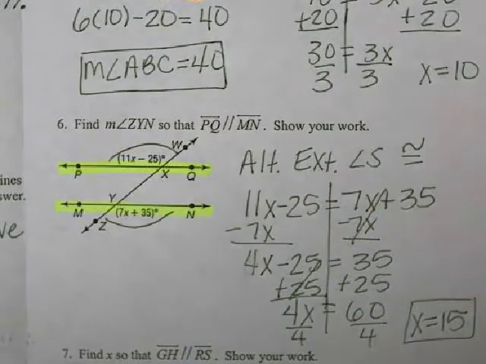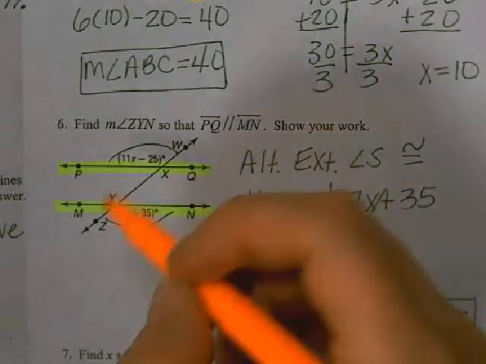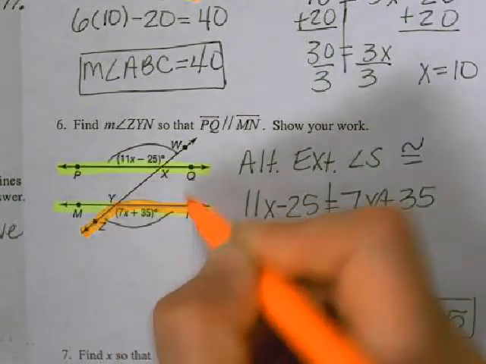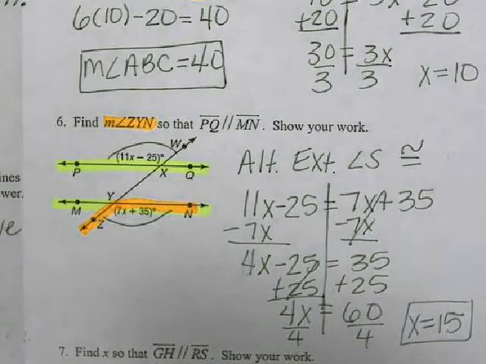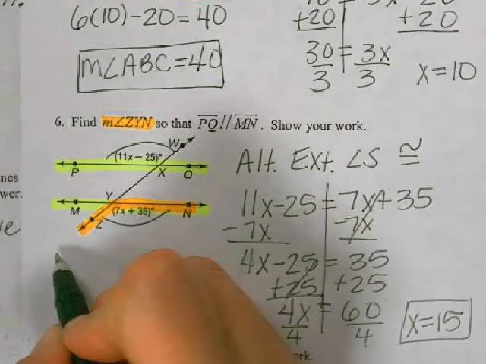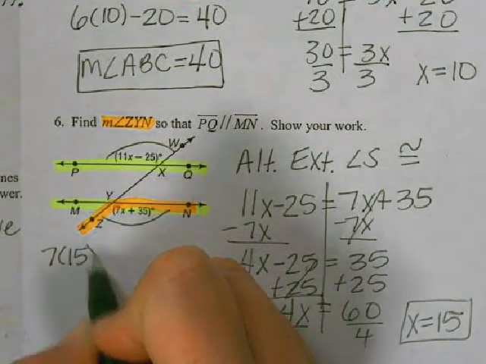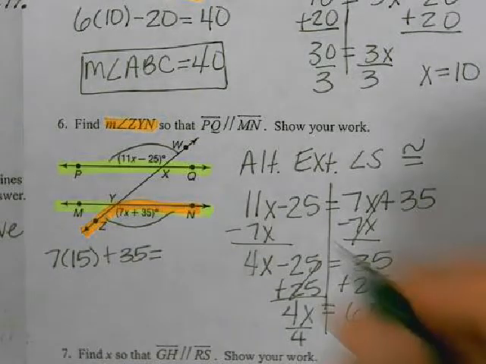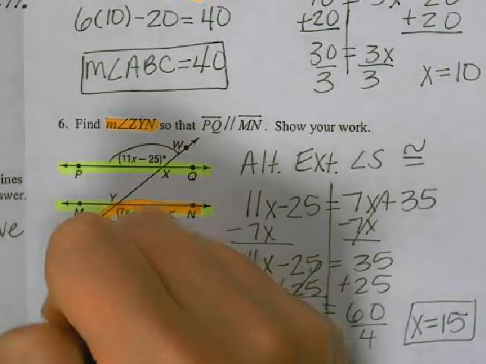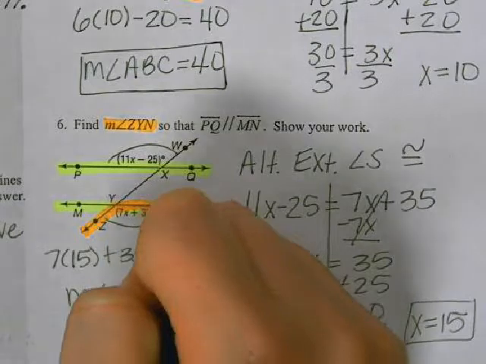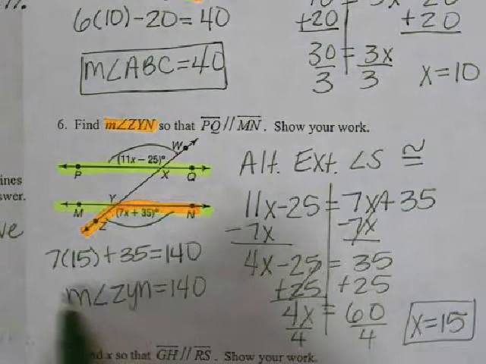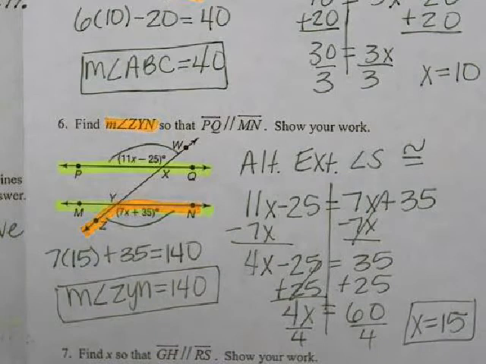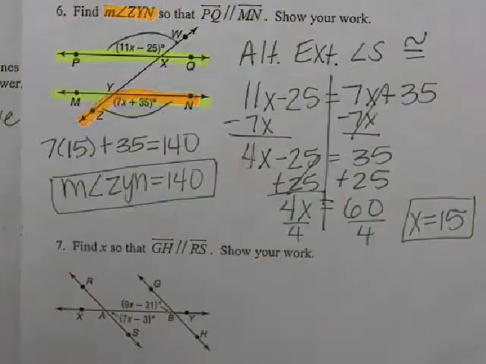Wait, is that supposed to be my answer? No, they said find the value of angle ZYN. So I take my 15, and I say 7 times 15 plus 35, and that equals 140. So the measure of angle ZYN equals 140. Make sense? Okay.